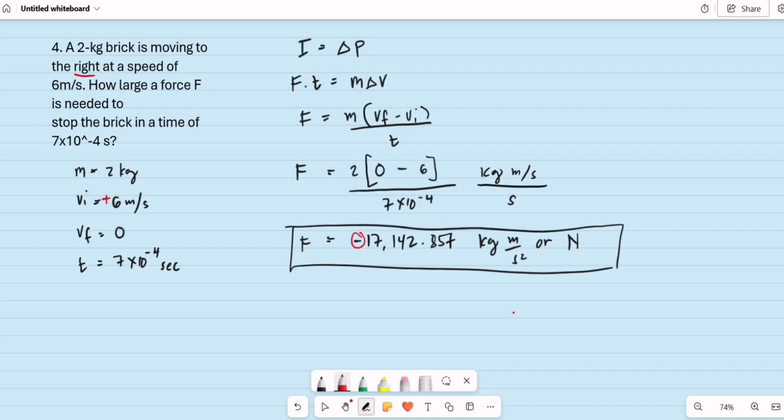Take note that the brick is moving to the right. So the force needed to stop that brick should be acting to the left. So again, we may rewrite the force as 17,142.857 newtons. And its direction is to the left, to stop the brick that is moving to the right. So this should be our answer.